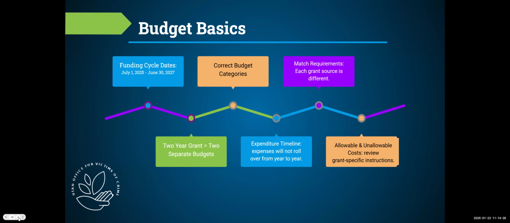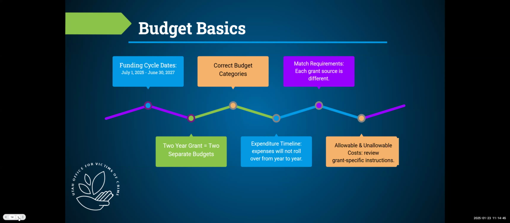As you're filling out the budget, make sure to use the correct budget categories for expenses. This includes categories like personnel, supplies, equipment, and more. Using the right categories ensures that expenses are tracked accurately.